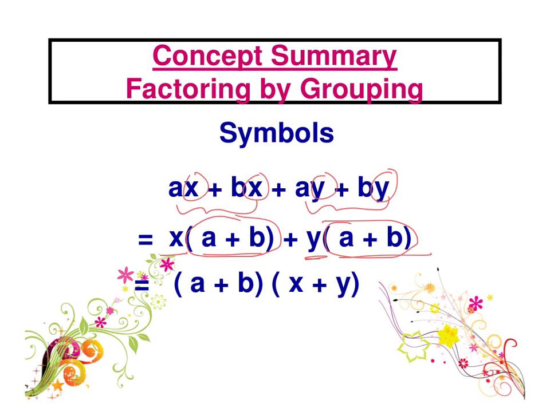So actually, out of these two terms here, the first term and the second term, the GCF is the quantity a plus b. So when I factor that out as a GCF and write that down, I'm left with my leftovers, x plus y.